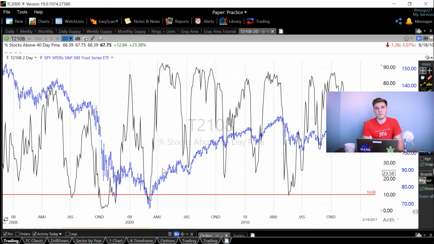But with the GMI, MyPCF code, and the T2118, you'll be very knowledgeable about the state of the market, and it will tell you when to be invested or when to be in cash.